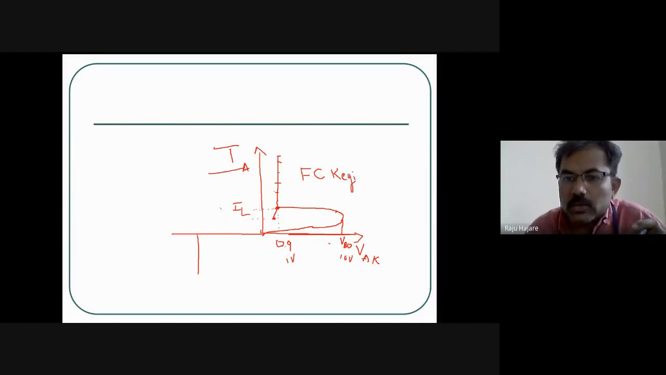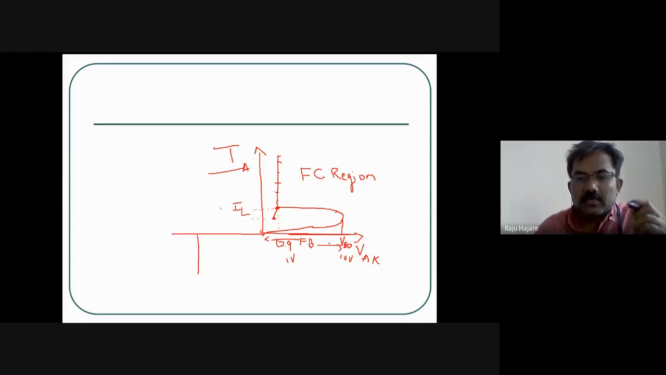Okay, so I am using this slate today itself, so I am not very familiar, so I'll go a little slow. Yes, this region, and this region we call the forward blocking mode of operation, or forward blocking region, of this SCR. Okay.